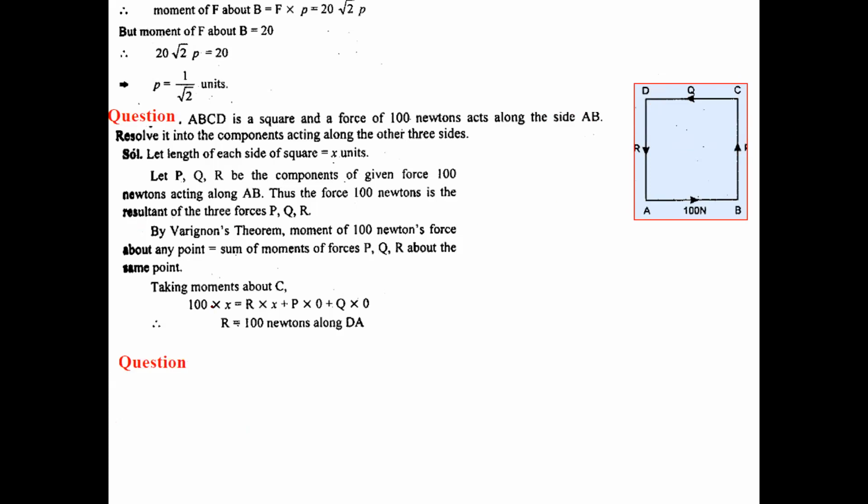So firstly, taking the moments about C, and all this is the explanation of the question. Let the side of the square be x units. We don't have the length of the side either, so let each side of the square be x units. So P, Q, R are the components of the given force acting along AB. Thus the force 100 newtons is the resultant of the three forces P, Q, R. So by Varignon's theorem, the moment of the 100 newton force about any point is equal to the sum of the moments of the forces P, Q, R about the same point. So firstly, taking the moments about C.